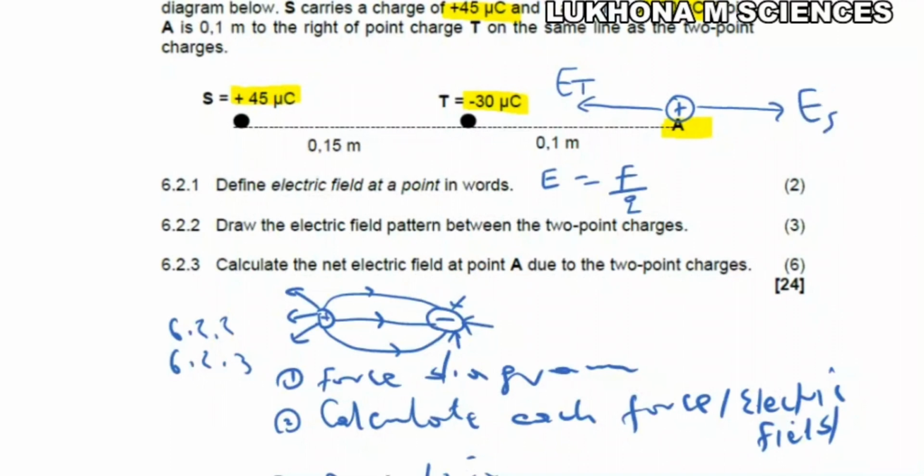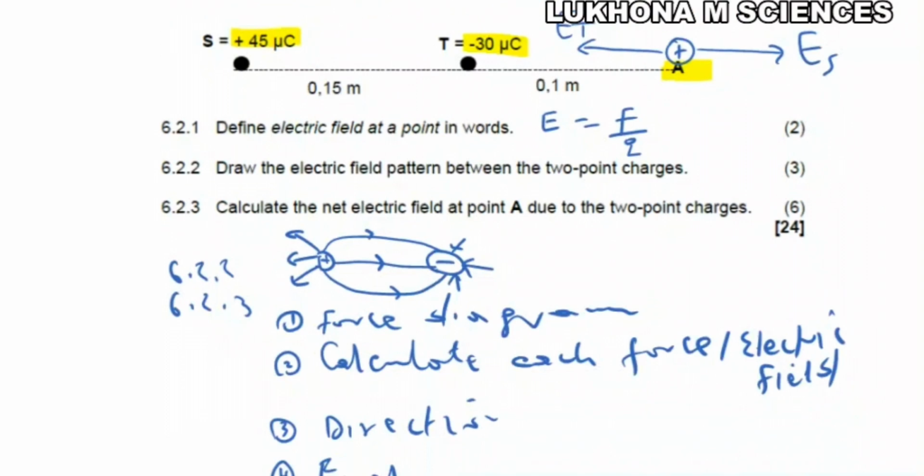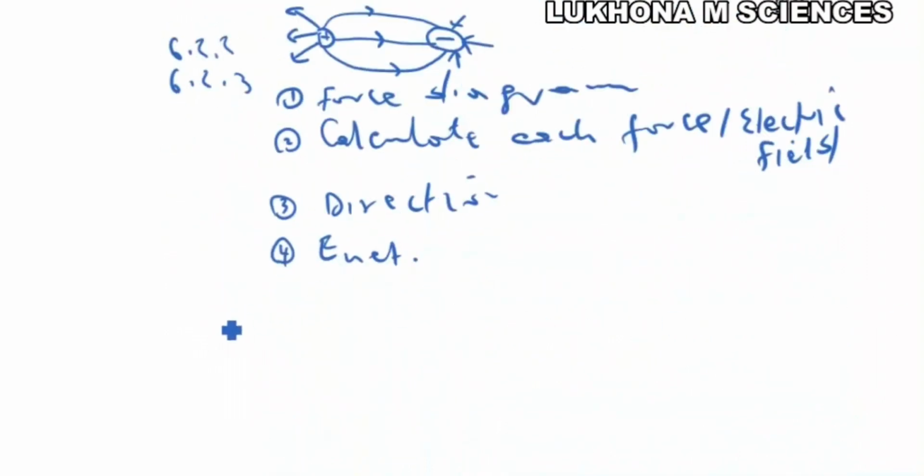Which means we go from the sign diagram to the vector diagram: the electric field due to T, and the electric field due to S. Then number 2, the electric field at S and T.